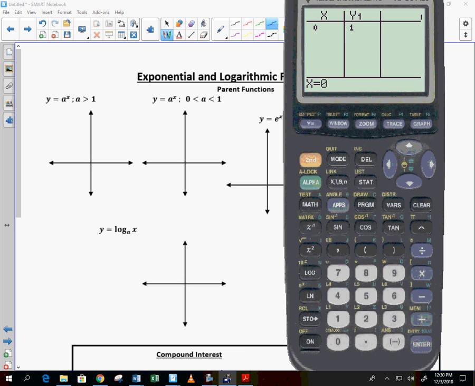What is anything to the 0 power? It's 1. And if you plug in 1, 2 to the first power is 2. 2 to the second power, 2 to the third power, 2 to the fourth power, 2 to the fifth power.